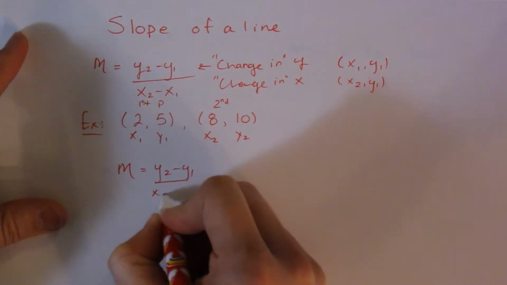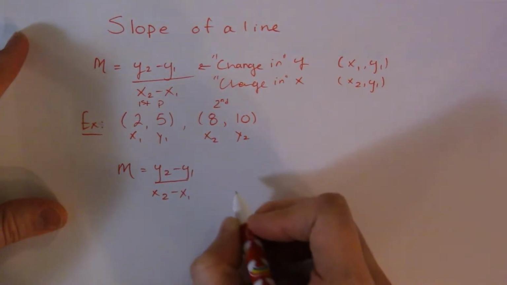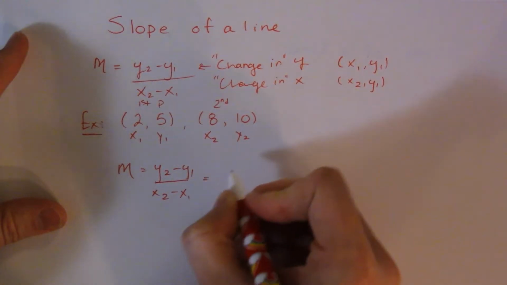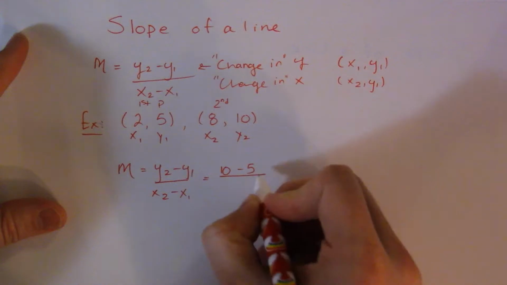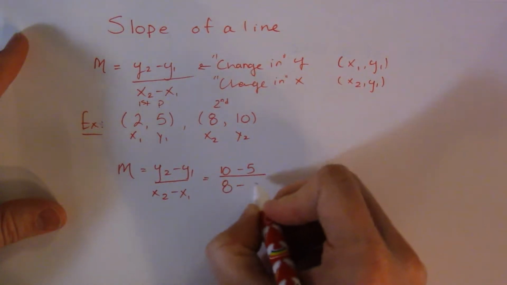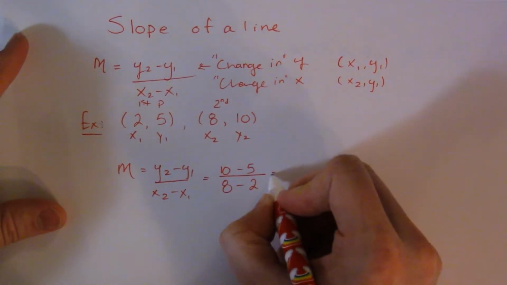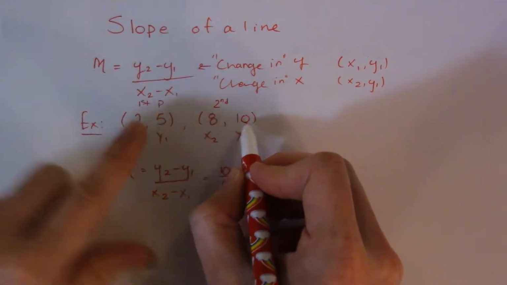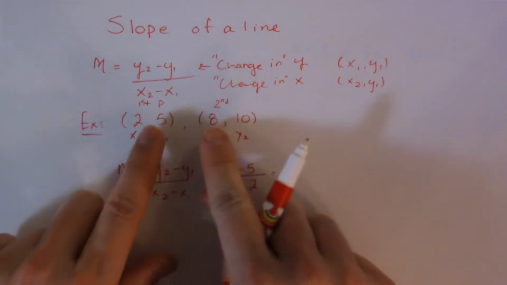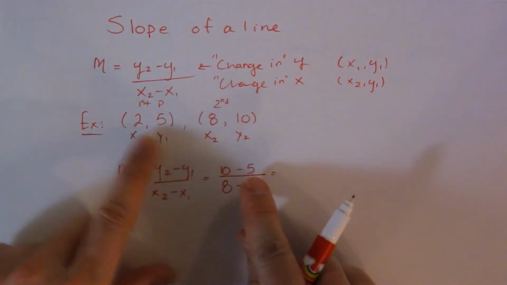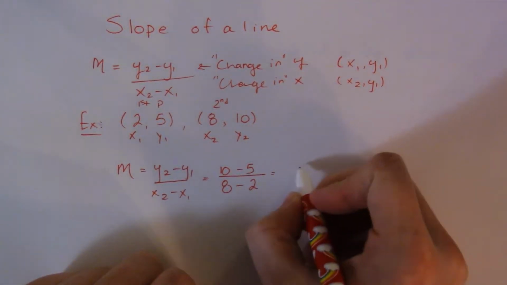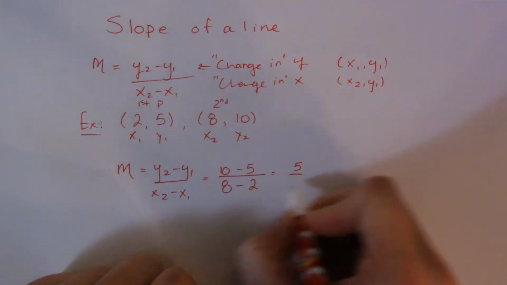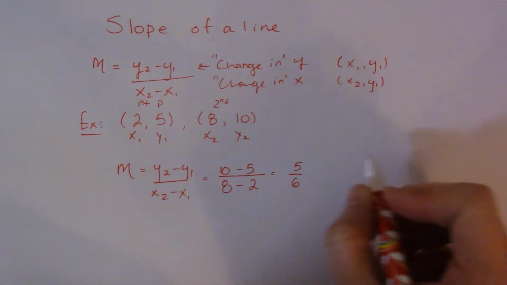and we don't want to get sloppy here when we're doing this, and we go ahead and sub our points in. So we go 10 subtract 5 divided by 8 subtract 2, and again it's just, you got your y's, you subtract them, and then your x's and you subtract them. So 10 subtract 5, 8 subtract 2. So we just do the top, 5 over 6. And that's the slope of my line.